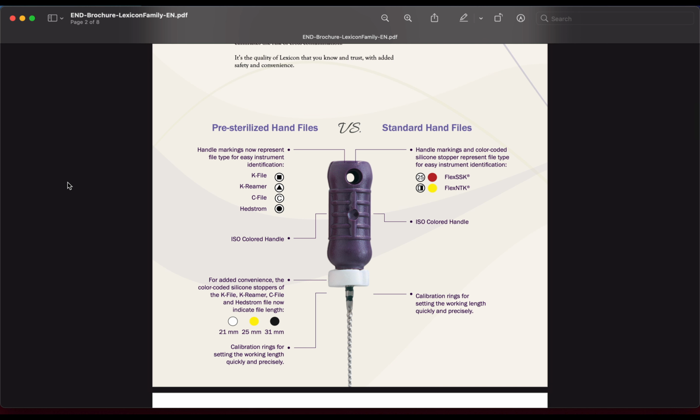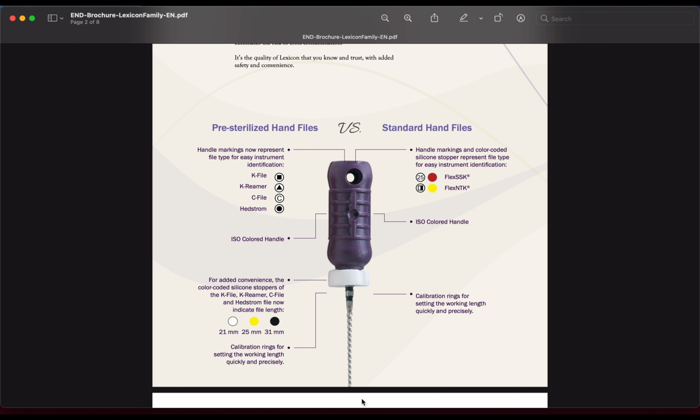They come in pre-sterilized blister packs, which is nice because you can just unpackage the file and you don't have to worry about sterilizing them. They also have color-coded rubber stoppers that indicate whether they're 21 millimeters, 25 millimeters, or 31 millimeters in length. They have these great calibration rings that help you visualize more clearly how deep you are into a case.